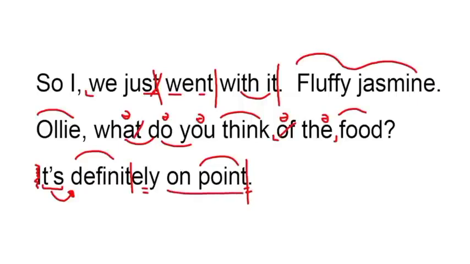What does the phrase on point mean? It means perfect, really good, high quality, excellent. And I will say I had this food and it was delicious. Let's listen to the whole conversation one more time.